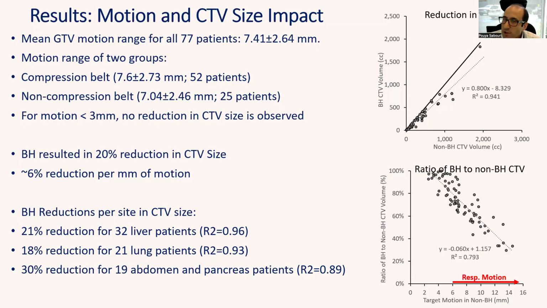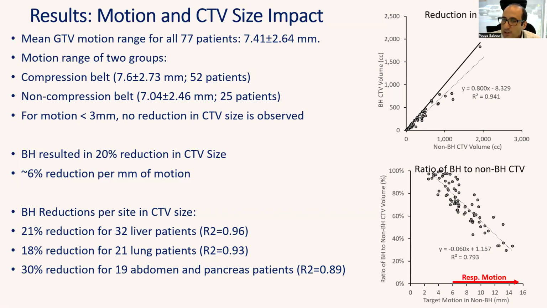We found that for cases where the motion was under 3 millimeters, we didn't really see a benefit in terms of reducing the CTV size. But for motions that were beyond that, there was a pretty clear trend. For every additional millimeter of motion, we could expect about a 6% reduction in CTV when switching to breath hold. Overall, the breath hold led to about a 20% reduction on average.